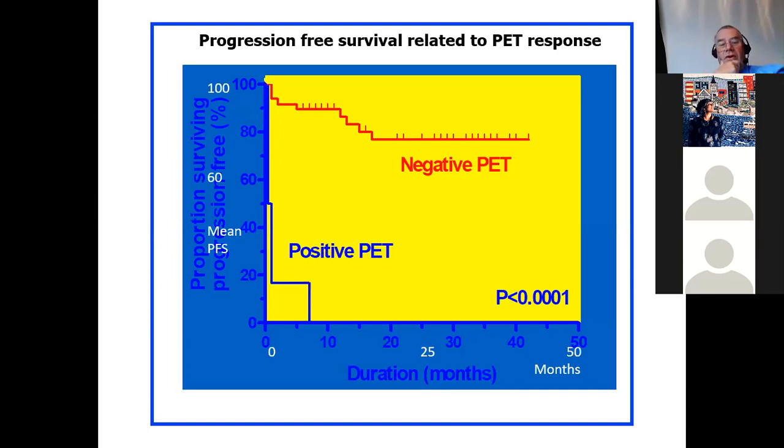And this is some very old-fashioned work that was done by a chap called Jerusalem. And this is a Kaplan-Meier curve of survival of patients who, at the end of treatment, were PET negative and PET positive. And basically, if you're PET positive, your progression-free survival is measured in weeks. If you're PET negative, your progression-free survival can be measured in months and years.